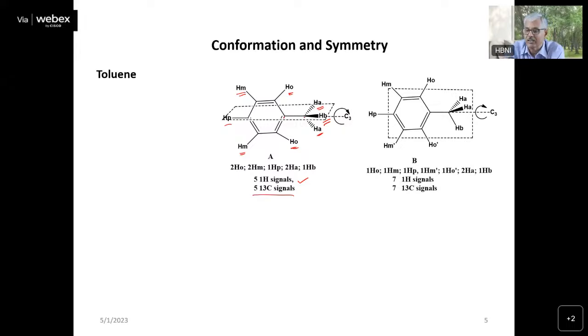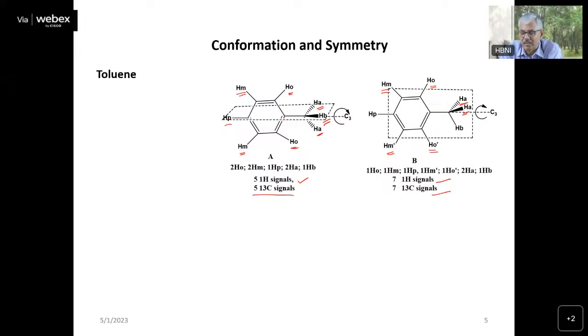Now let us take another conformer, where this HB is in the same plane of the aromatic ring. Now you will see that this hydrogen and the two ortho hydrogens are no more equivalent. Similarly, these two meta hydrogens are also not equivalent, and similarly the HA hydrogens, which in this case we saw, are also not equivalent. So you will see a total of 7 proton signals and 7 carbon-13 signals.